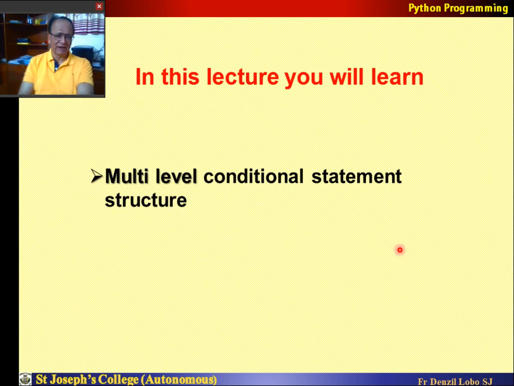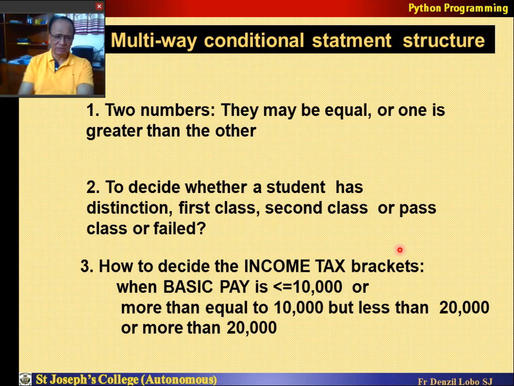So we will be studying that and we will write Python programs. For example, some of the multi-level conditional statement structures: two numbers are given. They may be equal, and if they are equal, you say they are equal. Otherwise, you find the maximum number or the smaller number. So that is the first. Then, for example, you have a student, and we need to find out whether the person has obtained distinction, first class, or second class. There are many options here, so it is a very good example for a multi-level statement.